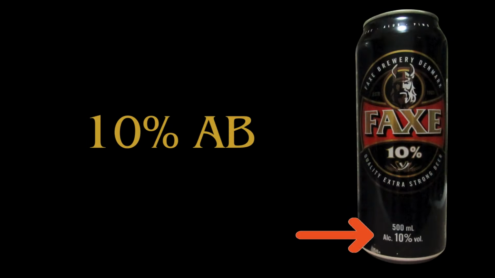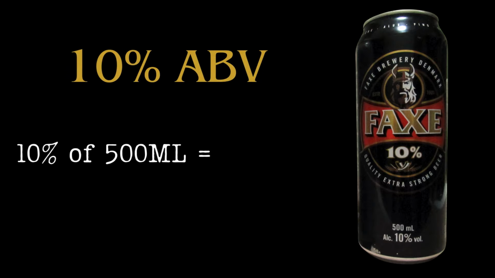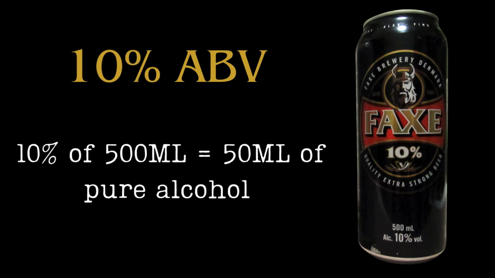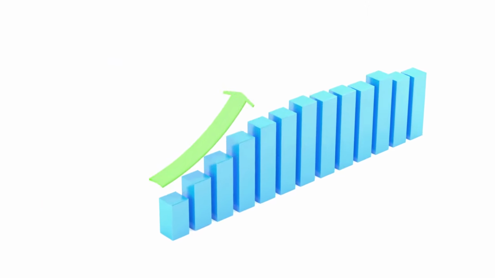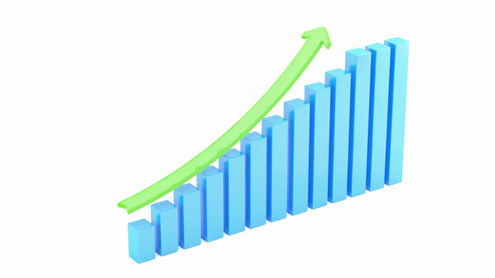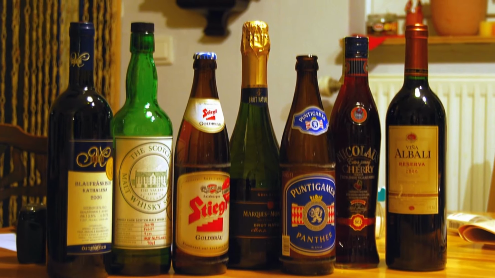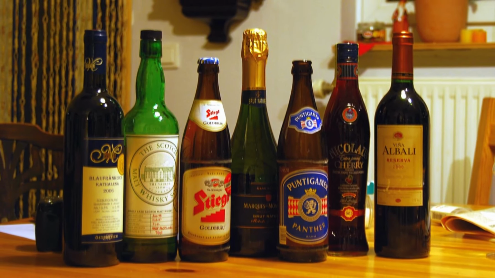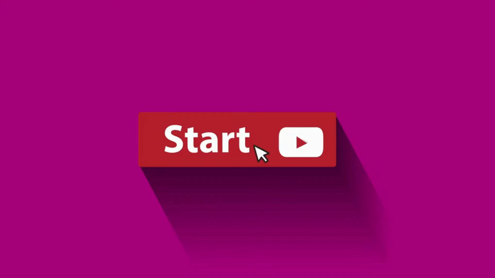For example, if a beverage has an ABV of 10%, it means that 10% of the total volume of the liquid is pure alcohol. The higher the ABV, the stronger the alcoholic content. Different types of alcoholic beverages have varying ABV levels. Let's get into the video now.